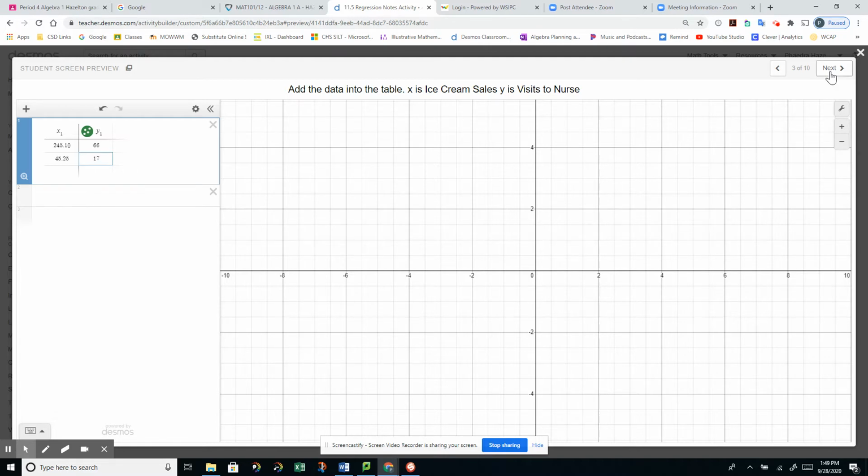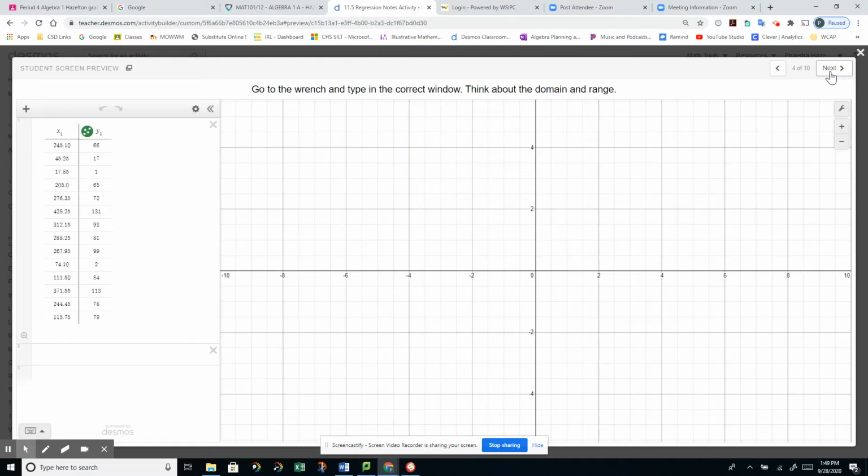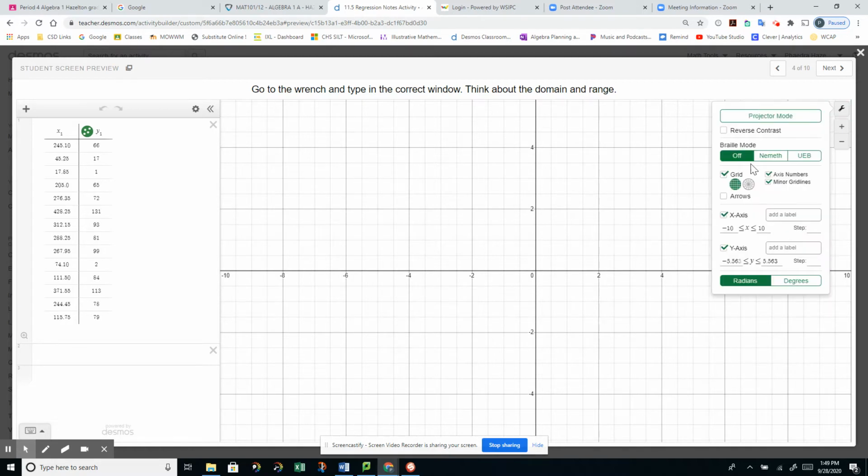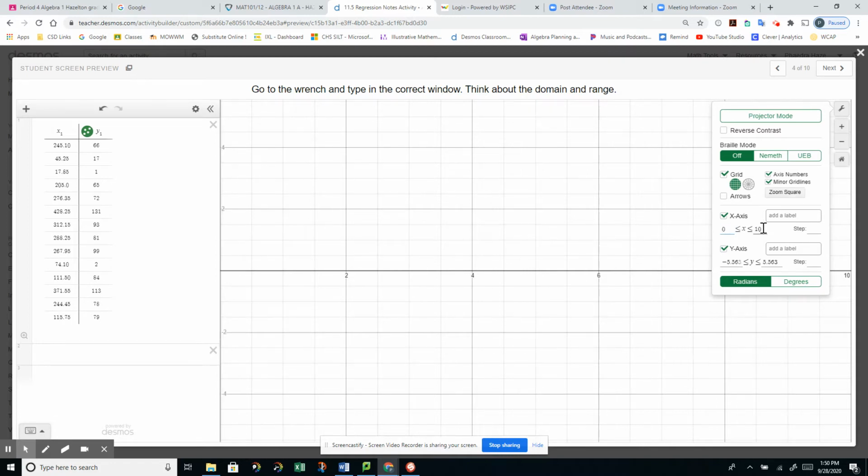The next screen is I've already put this data in. And if you go to this little wrench right here, this will kind of help you change the window. So we're not going to negative 10. If I look at my numbers, I'm going to like 245, 276, 312, $371 in ice cream sales. So I'm going to go from like 0, and then I got to go all the way out to this x value right here. So this x value was 371. So I'm just going to type in 400.